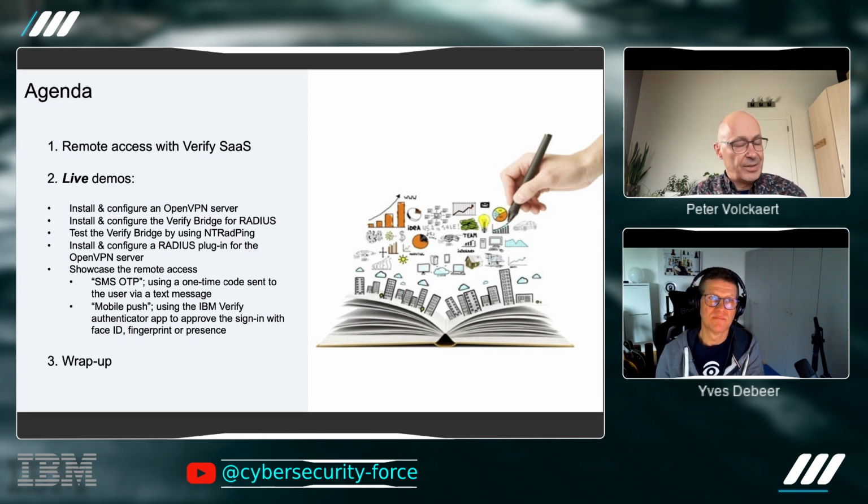Then we will test that bridge solution. We will also install a RADIUS plugin on the VPN server. And then finally, when the setup is done, we will actually show how to do remote access in a very secure way, using our mobile authenticator or using a code via SMS. And then finally, we will wrap up.